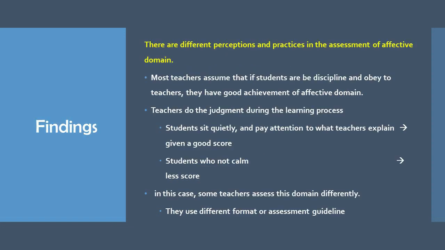The findings of the study show that there are different perceptions and practices in the assessment of the affective domain. In this case, some teachers assess this domain by using assessment guidelines differently. Most teachers assume that if students are disciplined and obey teachers, they have good achievement in the affective domain. So students who sit quietly and pay attention to what teachers explain will get a good score. On the contrary, students who are not calm will get a lower score.